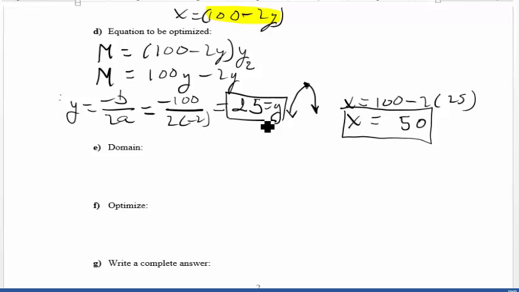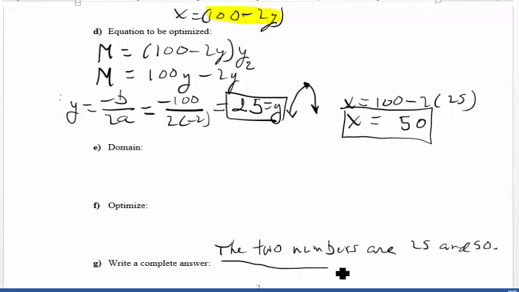Alright? So for the answer, you see, write a complete answer. Here's my complete answer: the two numbers are 25 and 50. So there's your answer.